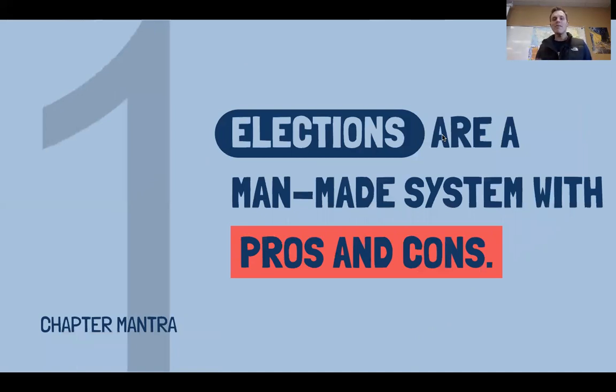And lastly, the chapter mantra. Elections are a man-made system with pros and cons. This is one of the first and most important things I always tell my students. Elections, we often have grown up in America. We're used to this system. We think it is the way you do it. Everything about our elections, from how you vote to when we vote to what exactly that looks like when we're showing the results of the vote. But all of these things are the result of choices made by people.